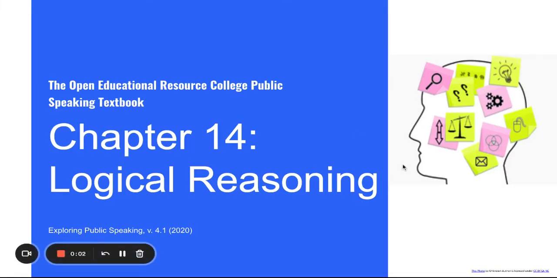Chapter 14, Logical Reasoning. I encourage you to open up your Exploring Public Speaking online textbook. We are on page 298. It's at the top of the page, but if you have the PDF downloaded, it's actually page 313. So, in this chapter, we're going to look at developing logical support for your speeches.